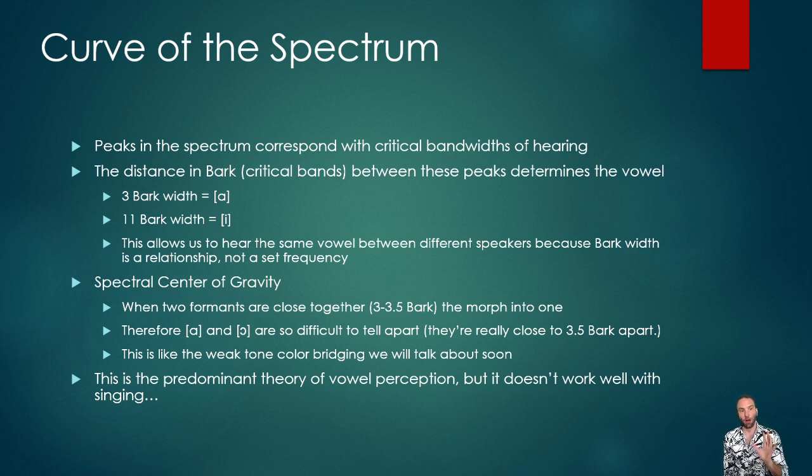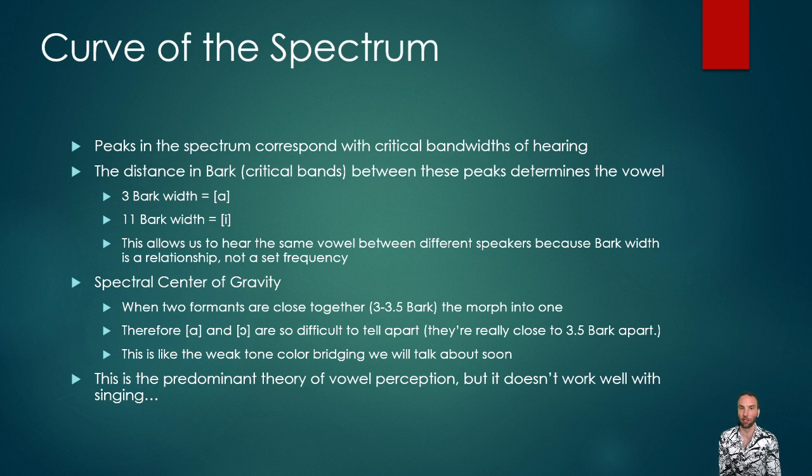So the vowels ah and aw are really difficult to tell apart. I don't know about you, but when I was in English diction class as an undergrad and even a graduate student, it was really hard for me to hear the difference between those two. Part of the reason for that is because they're 3.5 bark apart. And so they're right on the edge of where this spectral center of gravity takes over and they end up being perceived as one resonance.